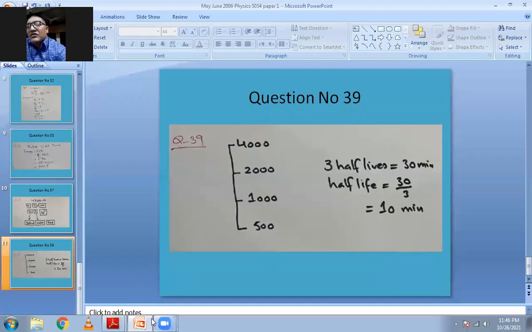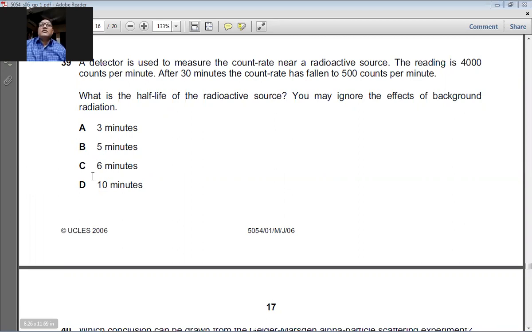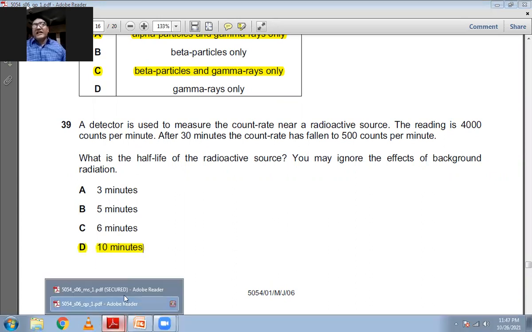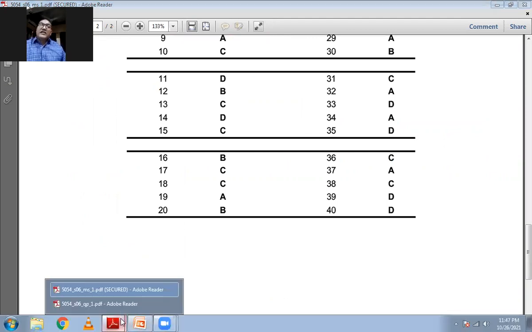So the half-life is 10 minutes. So D will be the right answer. So I think D is the right answer. So let's check question number 39. D is the right answer, sir. Yeah, 39 is D.